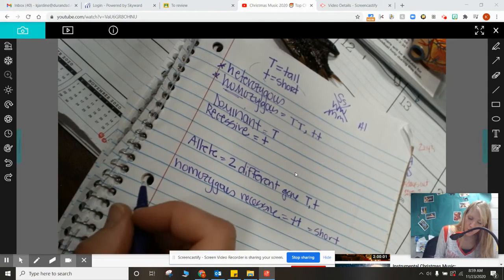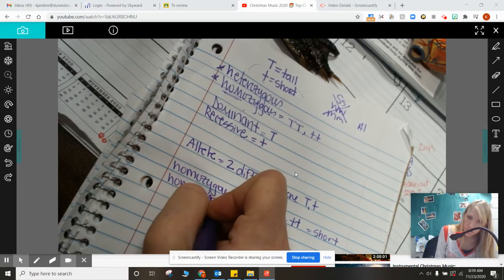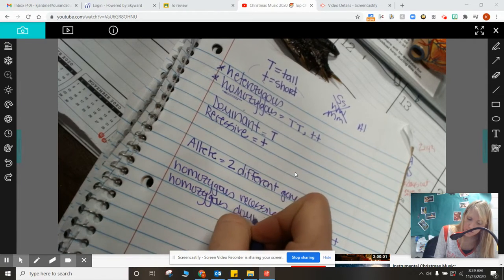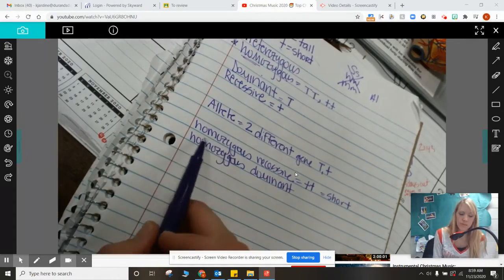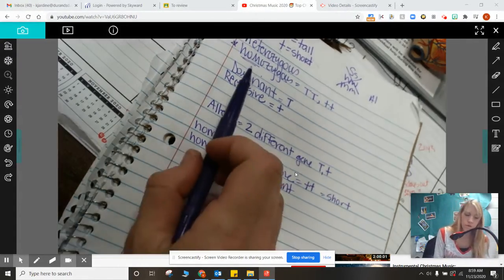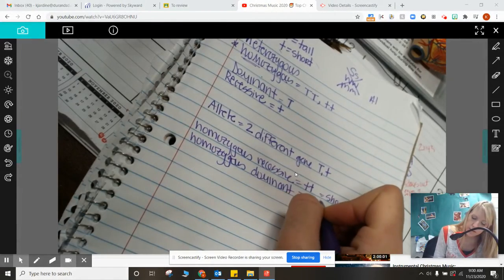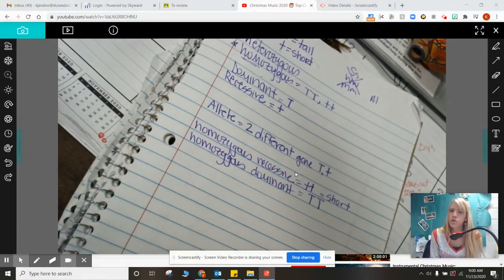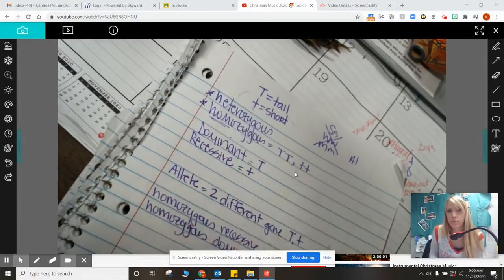Okay? So if it's homozygous dominant, what would that look like? Homo means same, right? So dominant has to be big T. So that would be big T, big T. Okay? So since there's two of them, that would obviously give you tall.